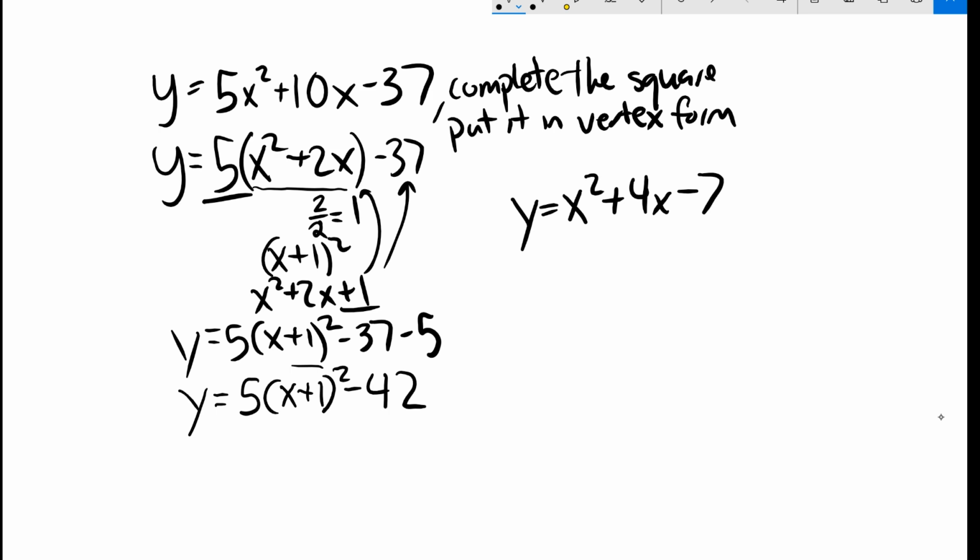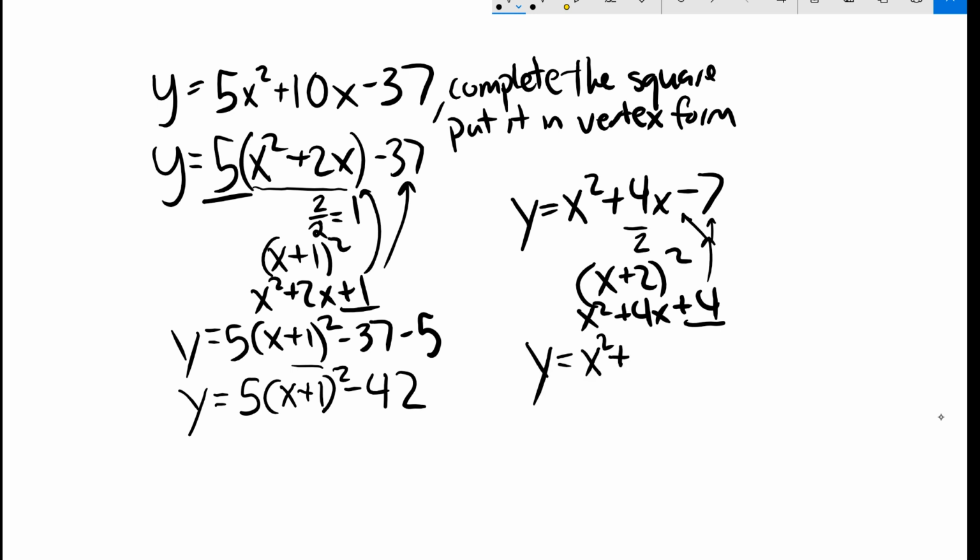If your coefficient's already 1 on x squared, you just divide the b term by 2. You get x plus 2 squared. That term is x squared plus 4x plus 4 if you multiply it out. And we have this 4 that isn't accounted for up here. So I need to put this 4 here and affect this term by subtracting 4. So we get y is equal to x squared plus 4x plus 4 minus 4 minus 7.